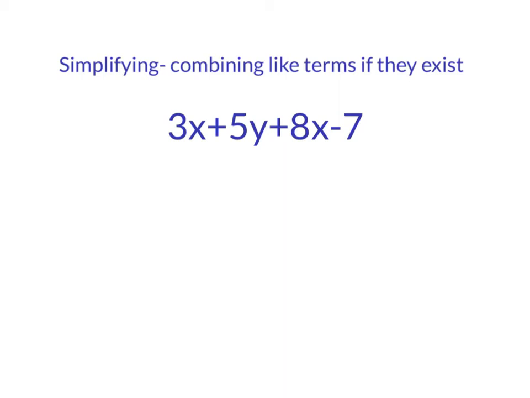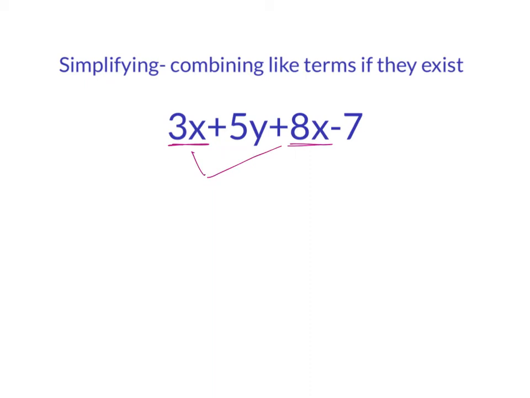So this is what I do every time, and I literally do this as I look at my first term, I have 3x, and then I want to look at the rest of the expression, plus 5y, that's not an x, so it's not the one that I want, and then plus 8x, that has an x, so I've got a 3x and I've got an 8x, so I'm going to put an underline here, and then I have negative 7. So I'm going to take those two like terms, 3x plus 8x.